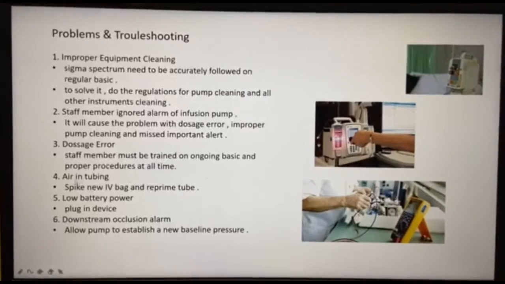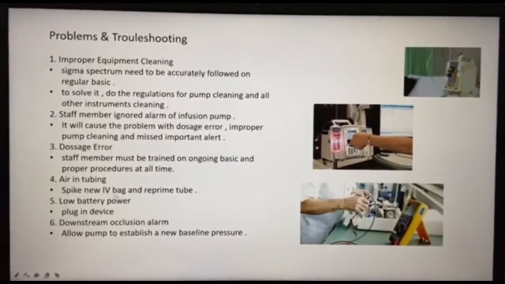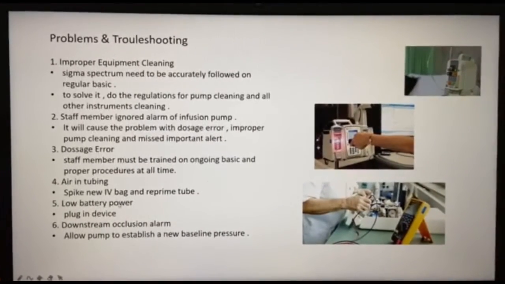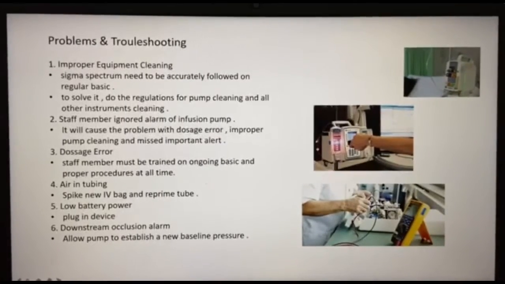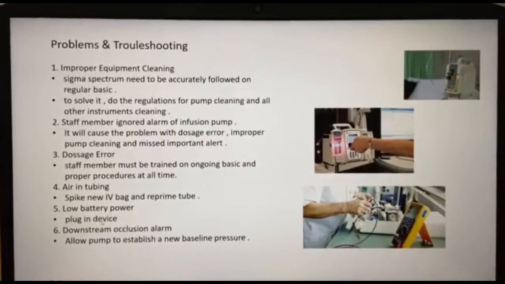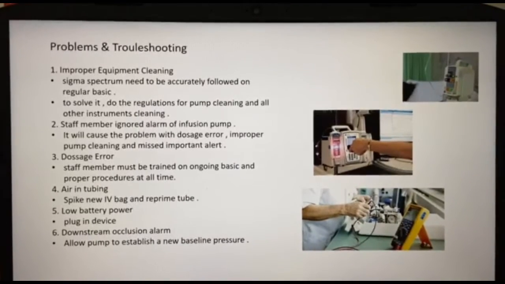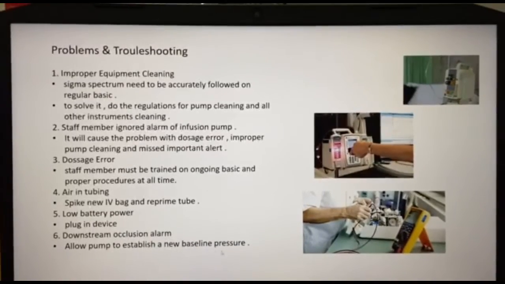Fourth is air in tubing: spike a new IV bag and reprime the tube. Low battery power is one of the problems of infusion pumps, so we need to plug in this device. And last is the downstream occlusion alarm, to allow the pump to establish a new baseline pressure.